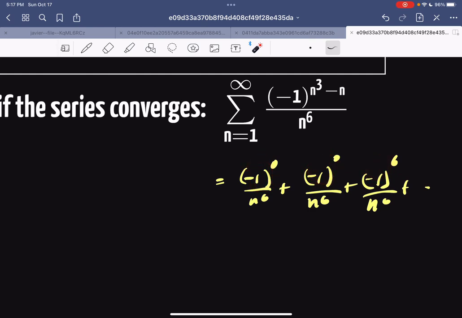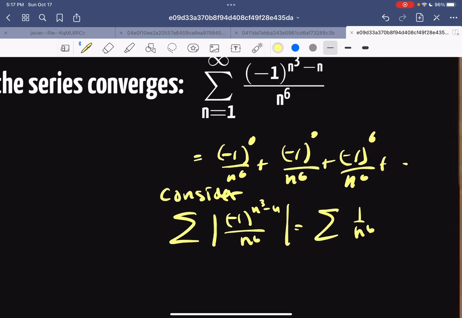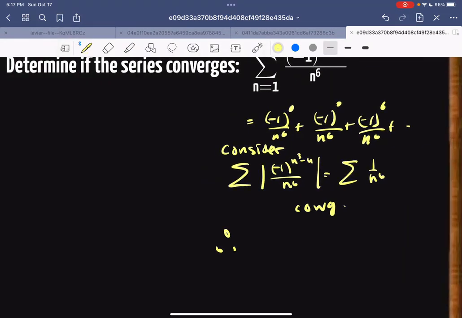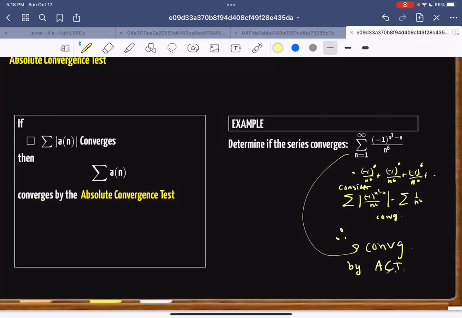The alternating series test says, hey, forget about that. Let's consider the absolute value. So if you have the absolute value of negative 1 to the n to the third minus n all over n to the 6, that cleans up the whole thing. It just becomes n to the 6, which is super easy, for example, by the integral test, converges. So therefore, the original one, this one right here, converges. And you're done by the absolute convergence test. That's how that works. Okay?